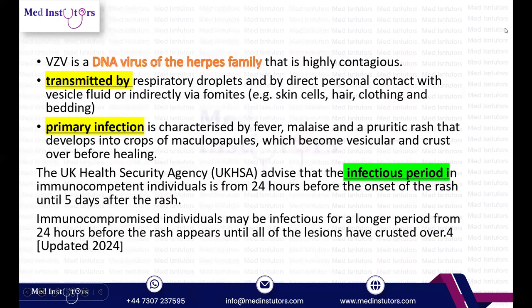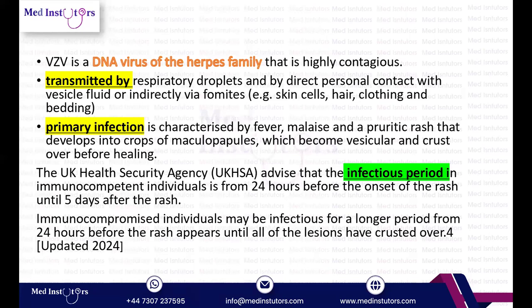We know that the chickenpox virus, the varicella zoster virus, is a DNA virus of the herpes family that is highly contagious. It is transmitted in 3 ways. Number one, respiratory droplets; by direct personal contact, that is contact with the vesicular fluid; or indirectly via fomites. It could be any item: skin cells, hair, clothing, bedding, anything. So see how contagious it is.